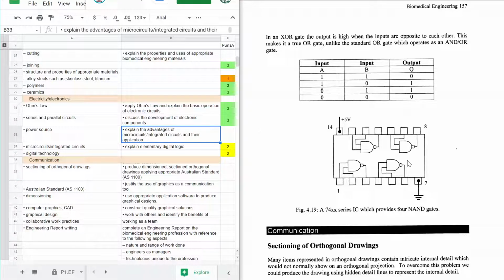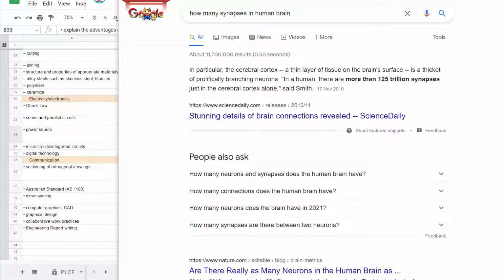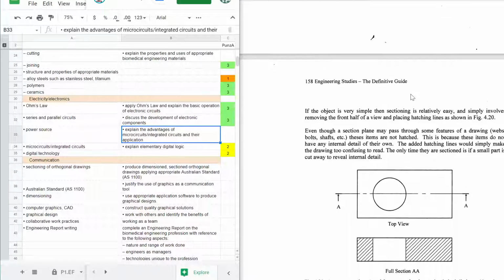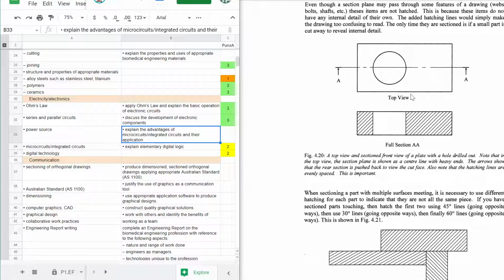Let me read this wrong. So we have 100 trillion synapses in your brain, each one of those acting as a gate, and that's just in the cerebral cortex. You actually have brain cells in your stomach, which is pretty crazy. We have more brain cells in our stomach than cats have in their heads. And cats are relatively smart animals.